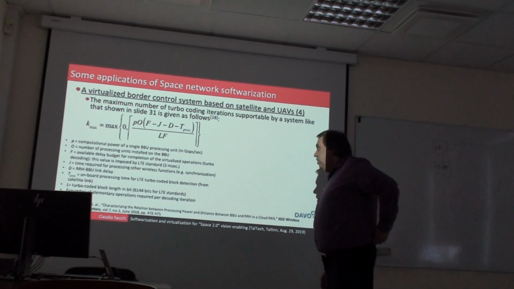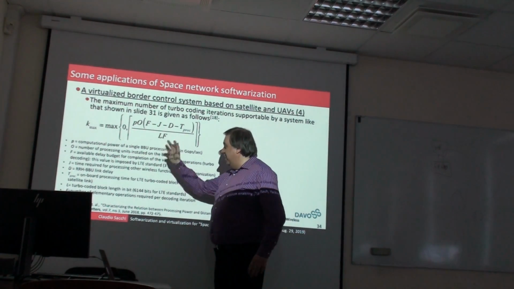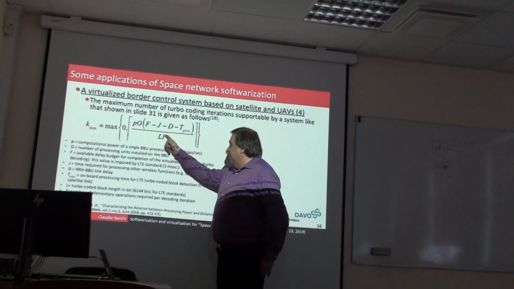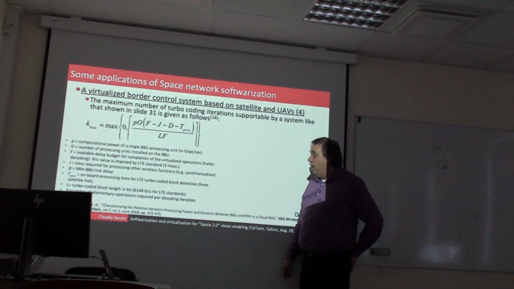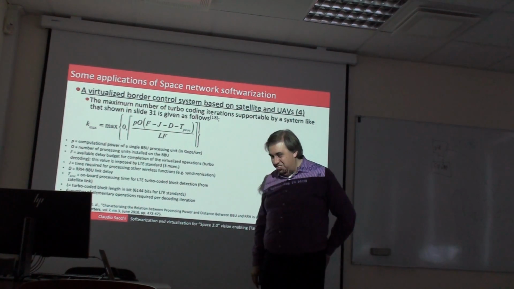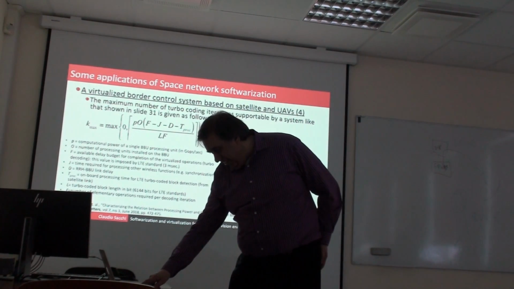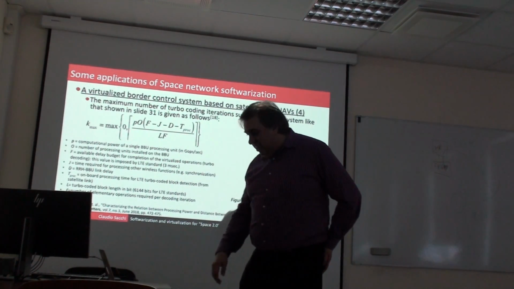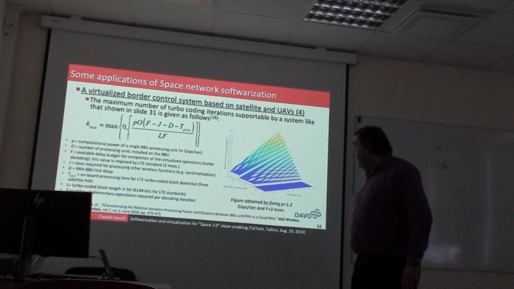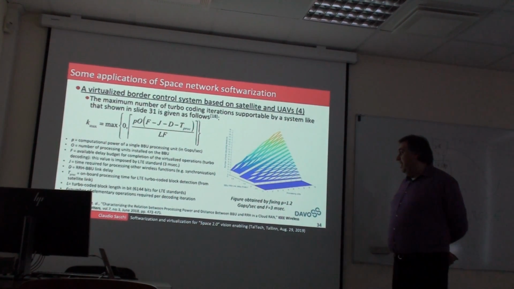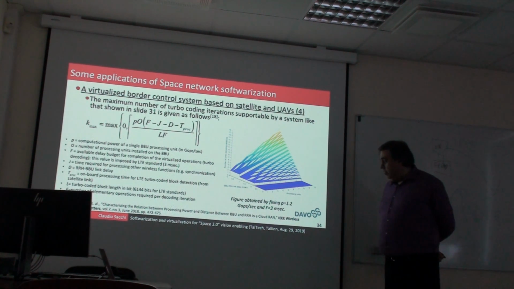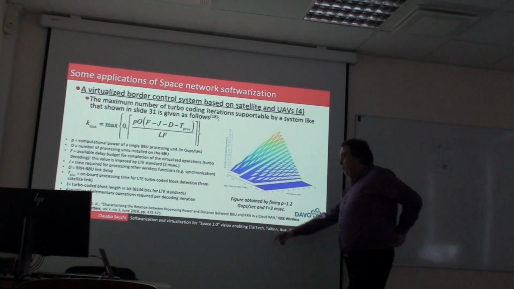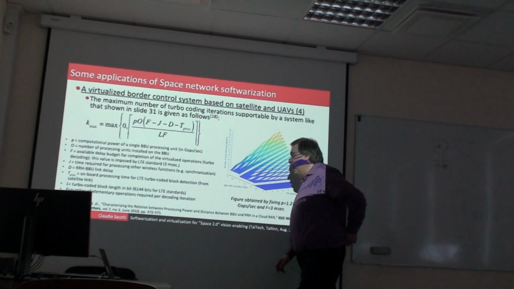Oh, sorry, I repeated the two letters. This F is the number of elementary operations required per decoding iteration. Sorry, it was a mistake, a typical typo. And this figure is obtained fixing P equal to 1.2 giga operations per second, and F equal to 3 milliseconds.